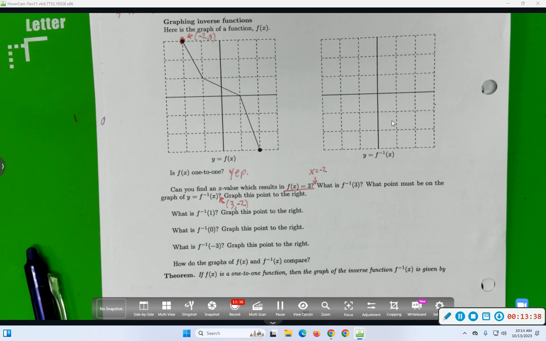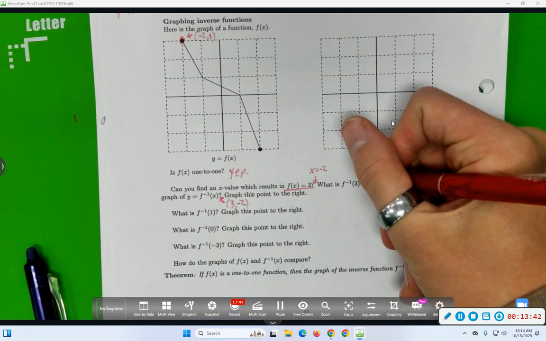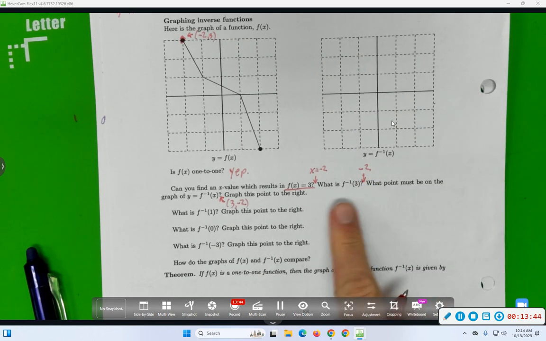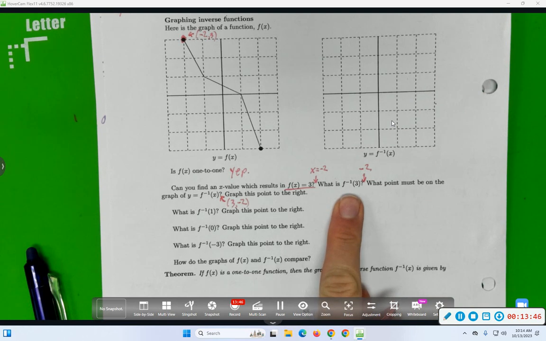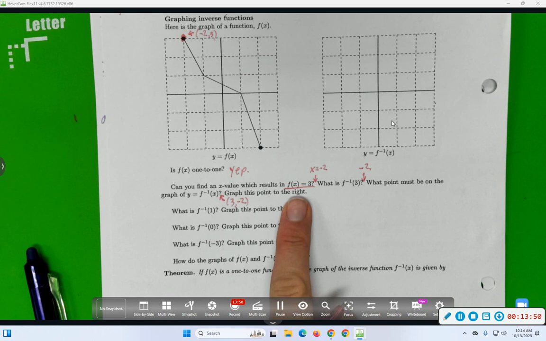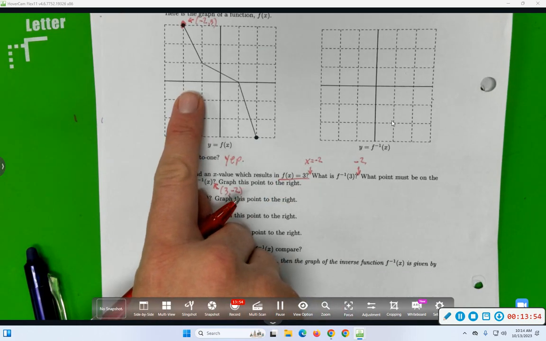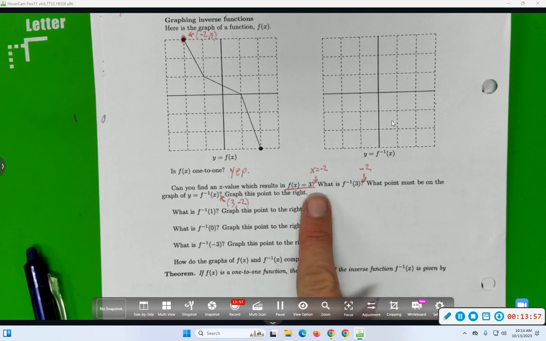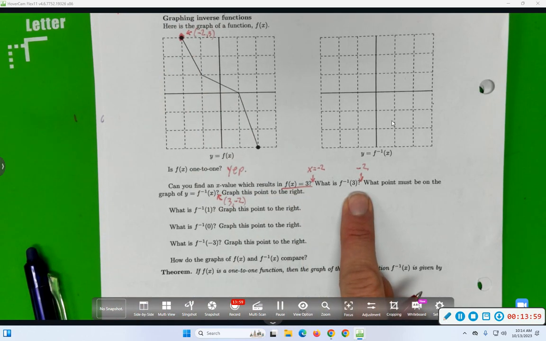Negative 2. All right, so hopefully nothing fancy there. If you want to know what f inverse of 3 is, that means you want to know what input the original function sends to 3. You can find that by looking at the graph. We found it's negative 2, so that means f inverse of 3 is negative 2.